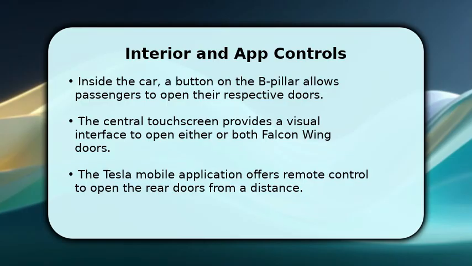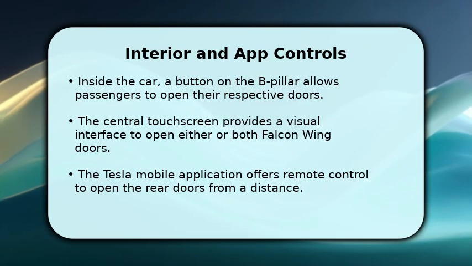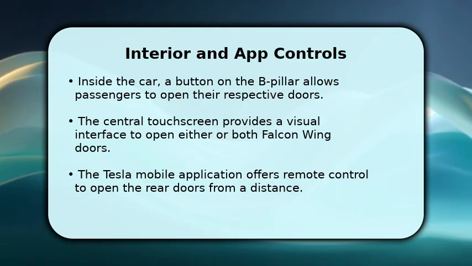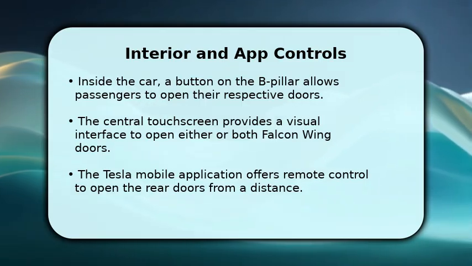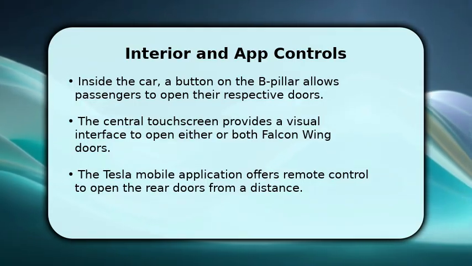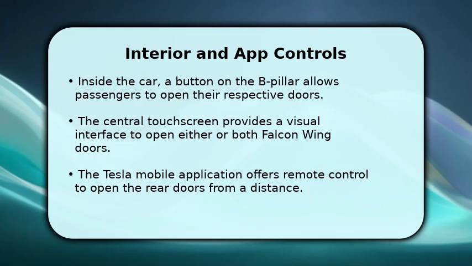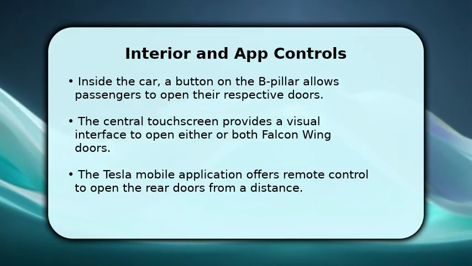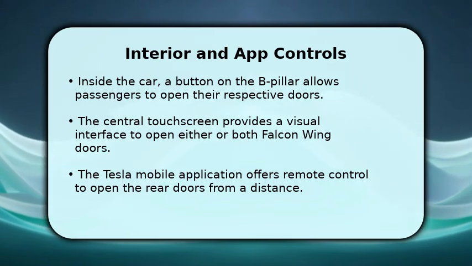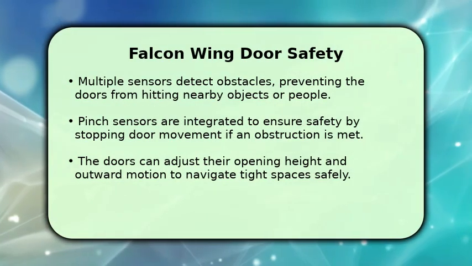Once inside the Model X, passengers can open the Falcon wing doors by pressing a button located on the B-pillar, positioned between the front and rear doors. The vehicle's large central touchscreen also displays a car icon, allowing you to tap and open either the left or right rear door, or both simultaneously. For added convenience, the Tesla mobile app lets you remotely open the Falcon wing doors, perfect for greeting passengers or loading items.